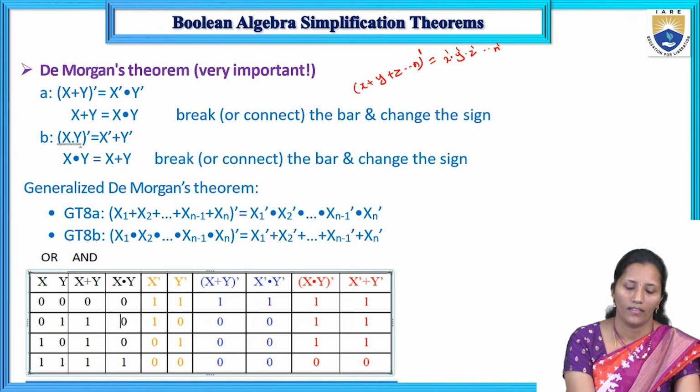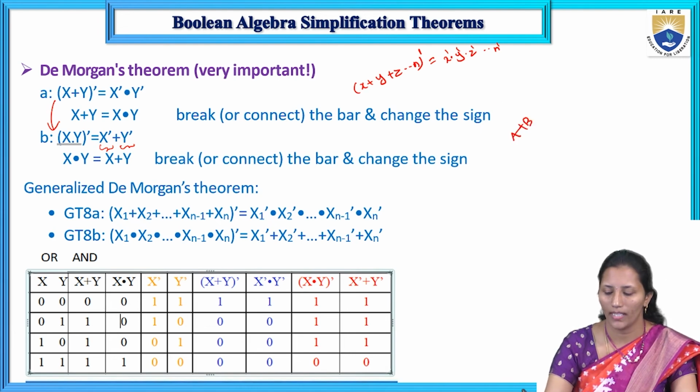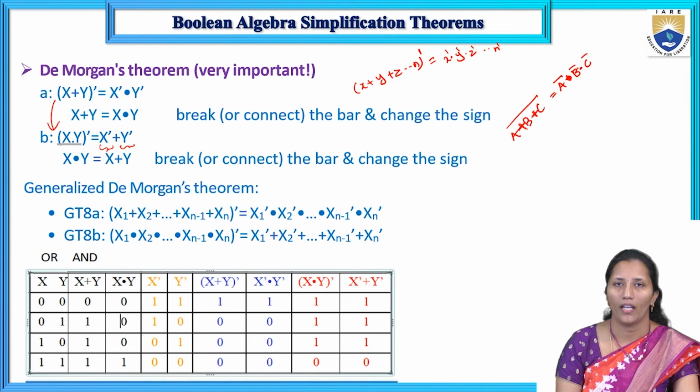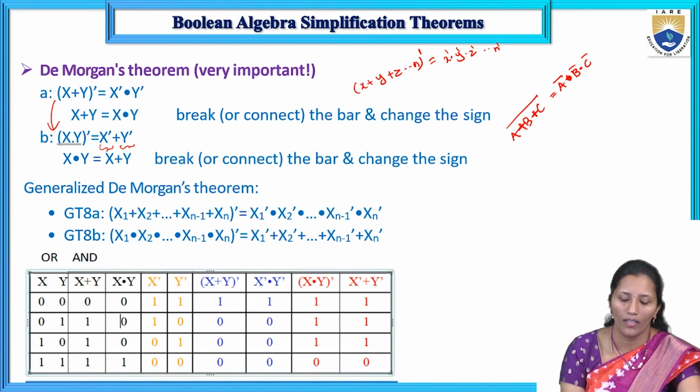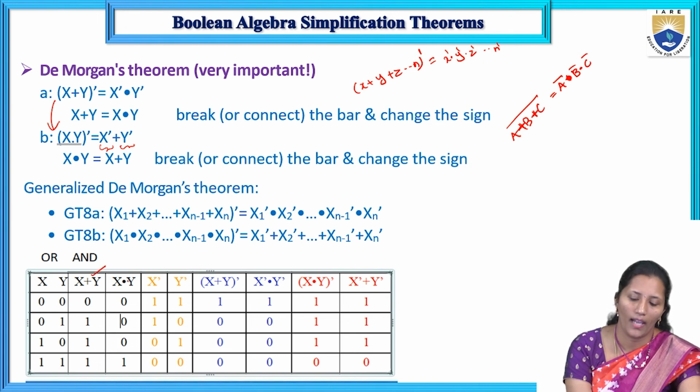And x dot y whole bar is the duality of that equation. So the complement of the product of the variables is equal to the sum of the complements of the individual variables, x bar plus y bar. So how to write? a plus b plus c whole bar we can write as the individual complements, and if we are performing the OR operation here, we have to perform the AND operation on the right side. To prove that, take the truth table and find out x plus y and xy.